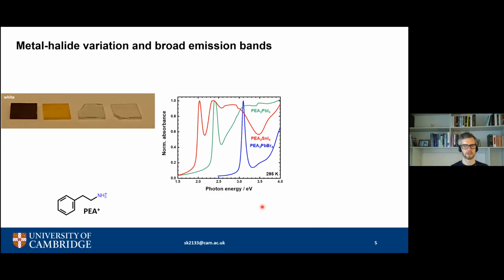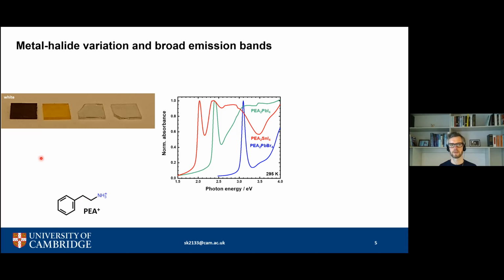Now let's look at some of the data I took in cooperation with others, of course. In the first part, I will only stick to a system with a prototypical PEA organic spacer. It's just an amine head group, and then there's a bit of a benzene ring and alkyl chain in between. And here you see different compositions.